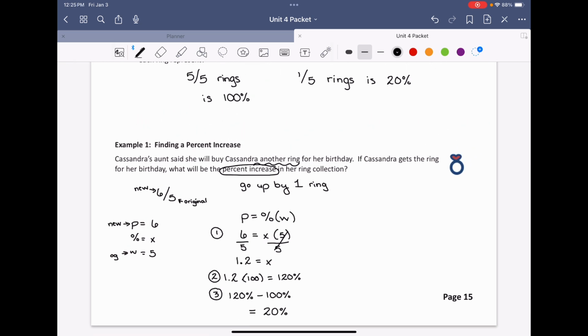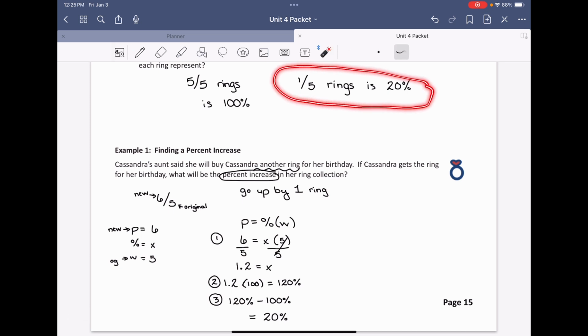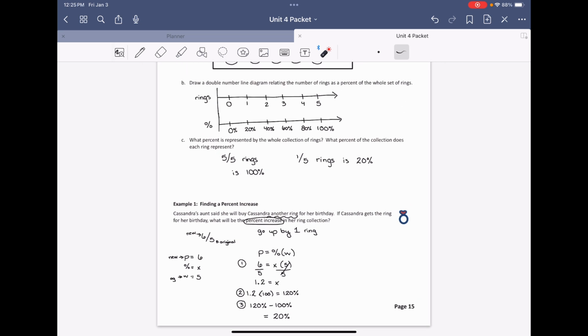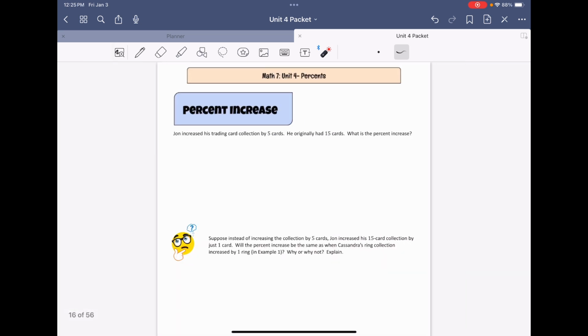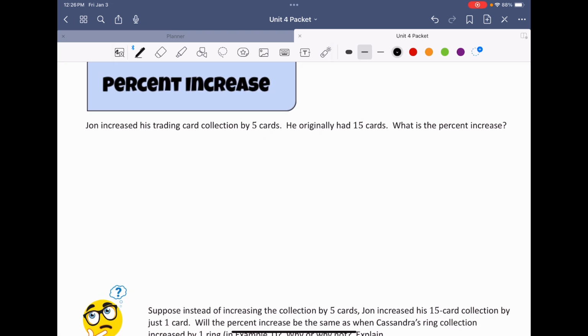This should make sense based on what we talked about. One ring represents 20%. So if she gains one more ring, the percent increase would be 20%. So let's try this on another problem. It says John increased his trading card collection by 5 cards. He originally had 15 cards. What is the percent increase?